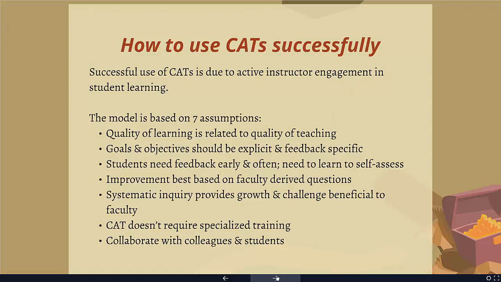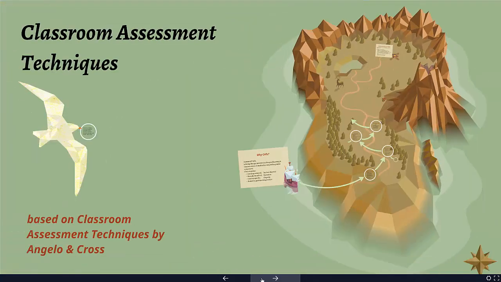Successful use of classroom assessment techniques is due to active instructor engagement in student learning. And the model is based on 7 assumptions, one of which is that classroom assessment techniques don't require specialized training. But it also is based on the idea that the quality of learning is related to the quality of teaching. Therefore, goals and objectives should be explicit and feedback should be specific. While improvement is best based on faculty-derived questions, you're also able to collaborate with colleagues and students.